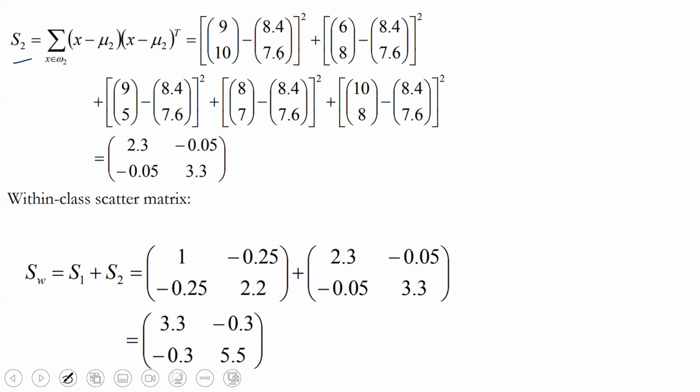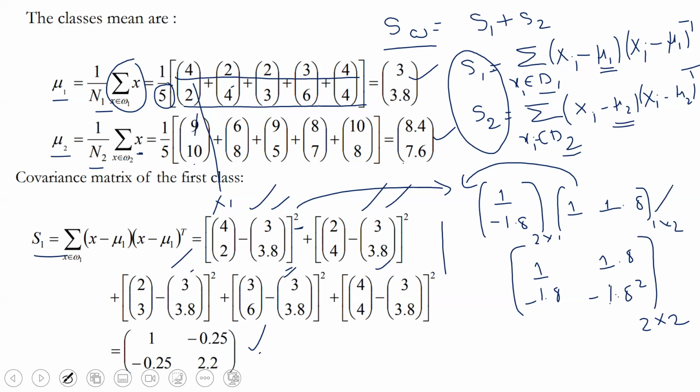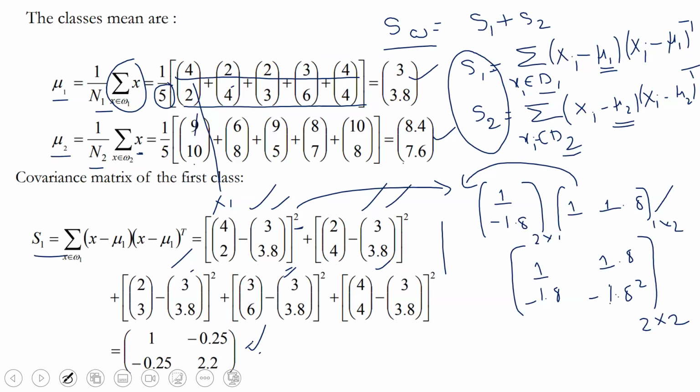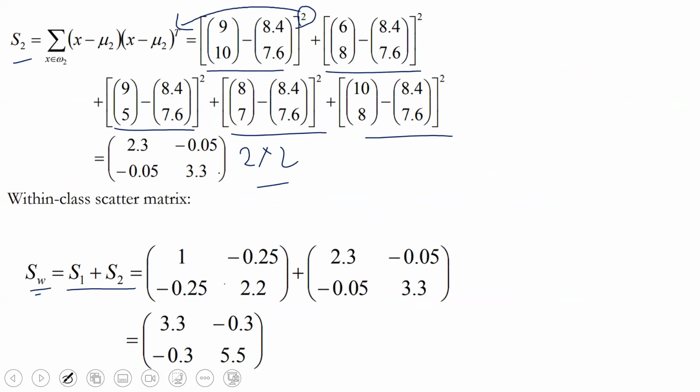This subtraction whole square is nothing but (x minus mu) into (x minus mu) whole transpose. I just showed that example over here. So this becomes a 2 by 2 matrix, this becomes a 2 by 2 matrix, so everything would be 2 by 2. Now SW is the sum of S1 plus S2. Sum this matrix with this matrix, and you will get this one. So you got SW now.